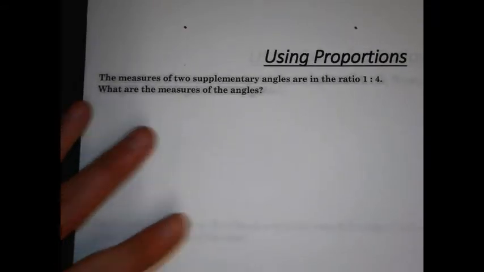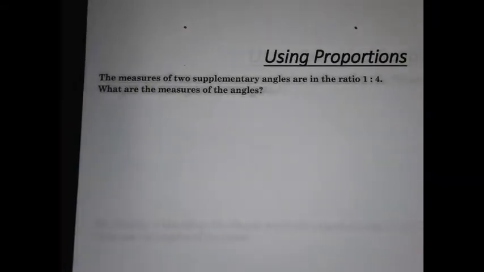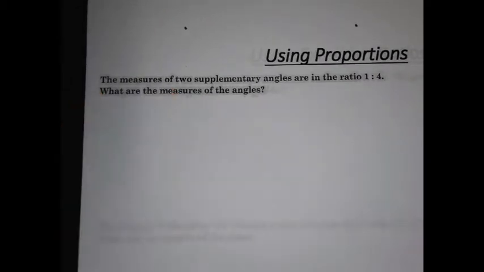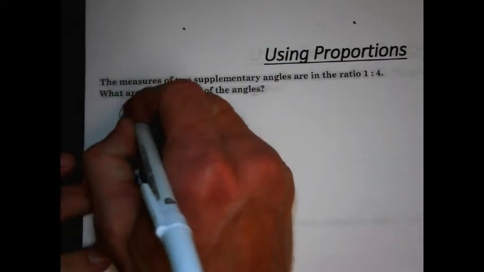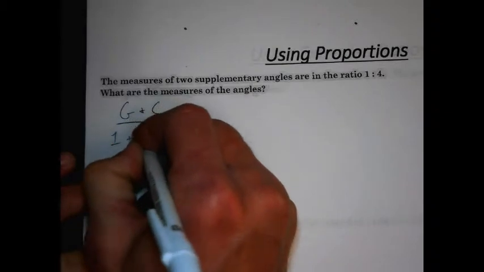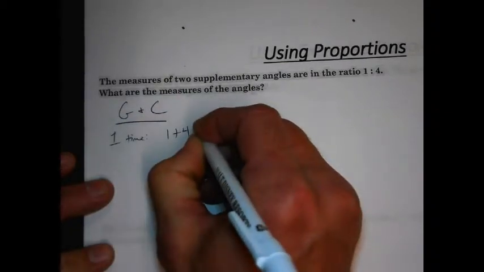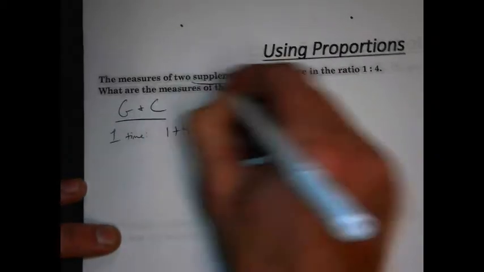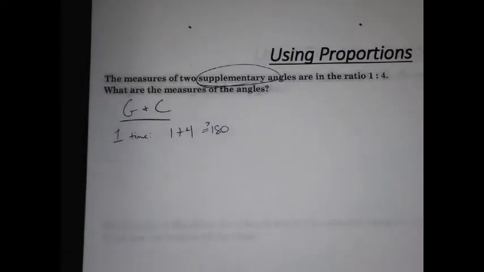And I'm just going to use the algebra this time. The measures of 2 supplementary angles are in the ratio of 1 to 4. What are the measures of the angles? Now we can do this the long way if you want to try guess and check. Remember, one time would be 1 plus 4. Does that equal 180? No, because by the way, supplementary, right? Does that equal 180? No, can't be that.